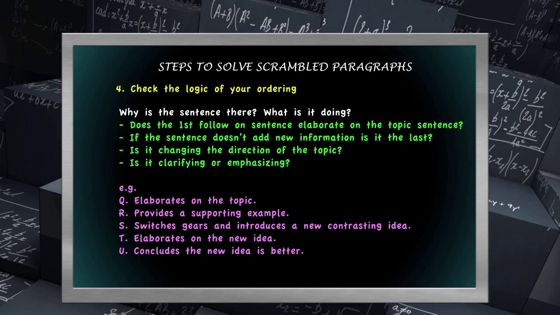For example, it could be the first sentence elaborates on the topic, the second provides a supporting example. The third switches gears and introduces a new, contrasting idea. The fourth elaborates on that new idea. And then finally, the fifth concludes that that new idea is the better idea. That is a logical structuring that indicates what each sentence is doing within the paragraph.